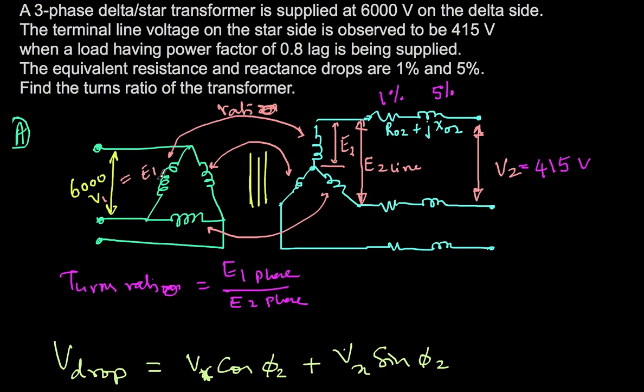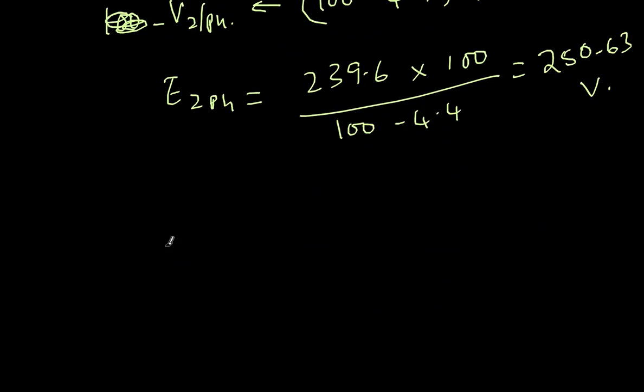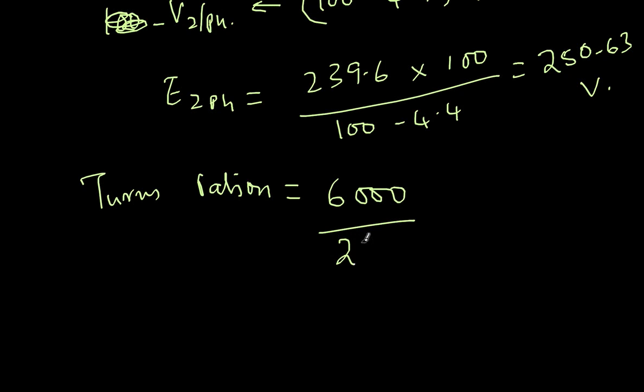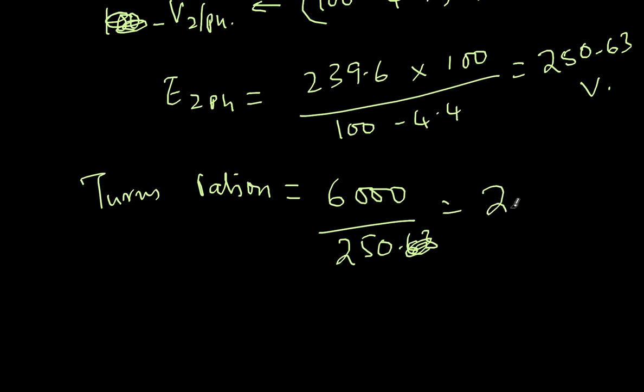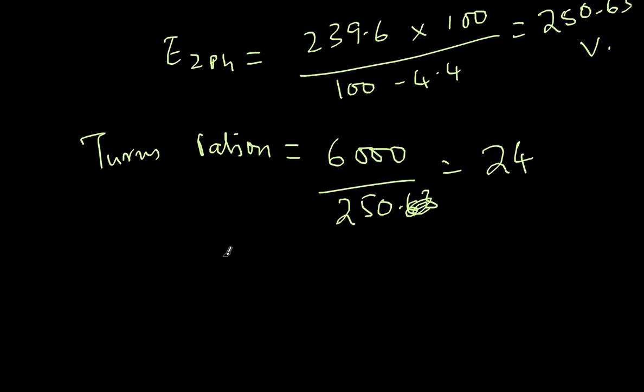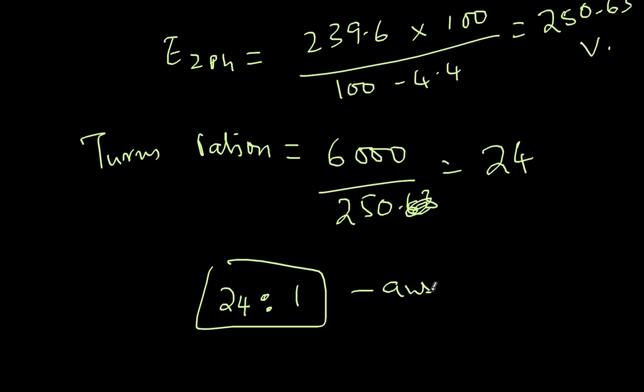Now what is on the other side? I have 6,000. So now I can find the turns ratio. Turns ratio is nothing but 6,000 divided by 250.63. Let's do that. Rounding it off, it is 24 turns ratio. So if I want to write it in the form of a ratio, it is 24:1. So this is your final answer.